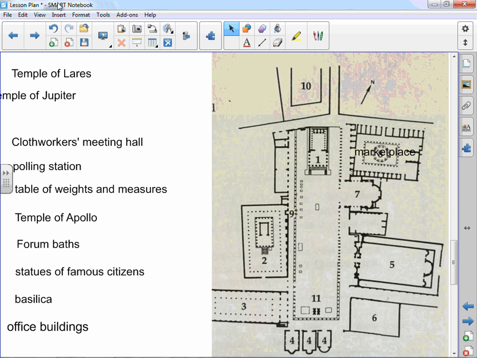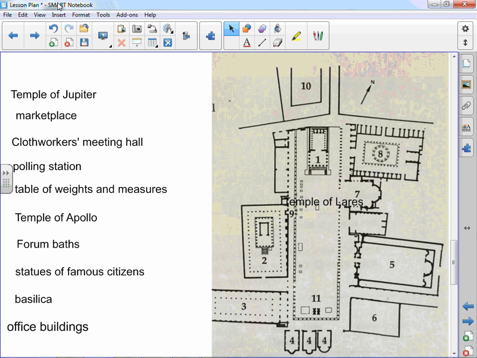Oh, I skipped the Temple of Mars. My bad. Temple of Mars would be right in this area. It's got that nice rounded area right back here, the Temple of Mars. Mars were the household gods, fairly important to the Romans in general.